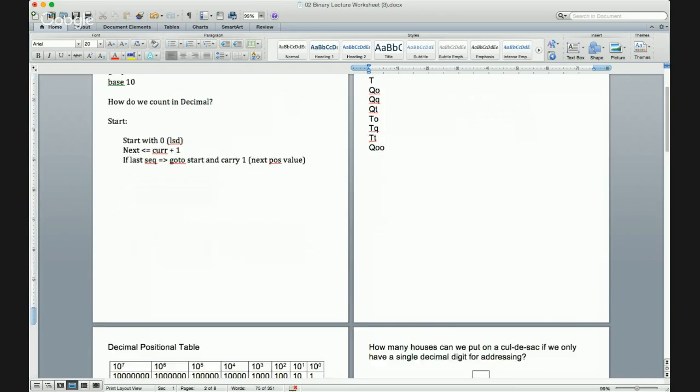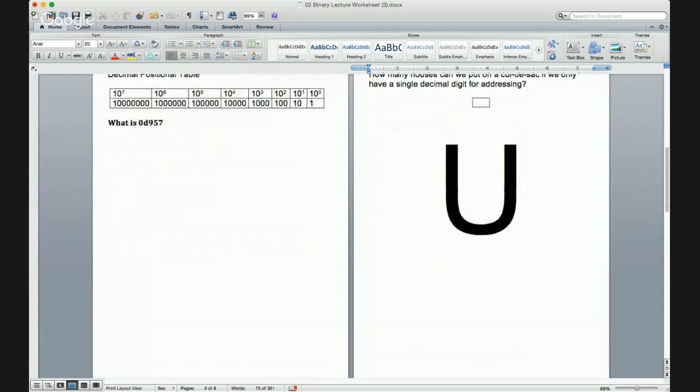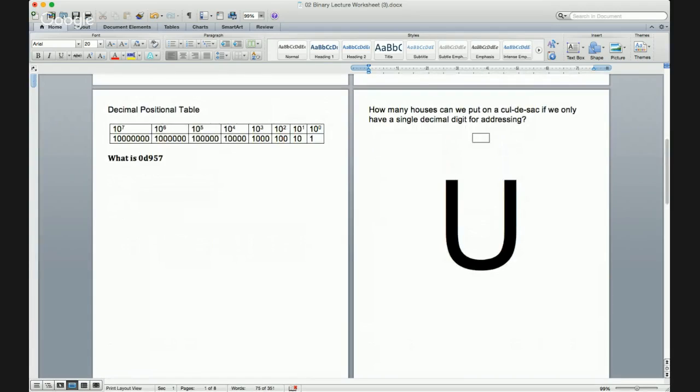So let's look now at the basis of decimal, because by understanding the basis of the base 10 numbering system, we can understand what we need to do in binary, and this is going to provide us with the foundation to convert from decimal to binary and binary to decimal. So here I have written out the decimal positional table. I have the powers of 10: 10 to the 0, 10 to the first, 10 squared, 10 cubed, etc.